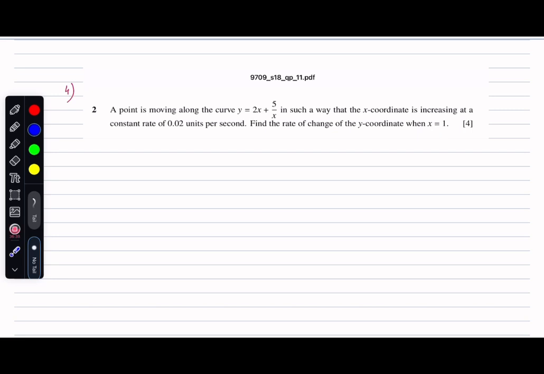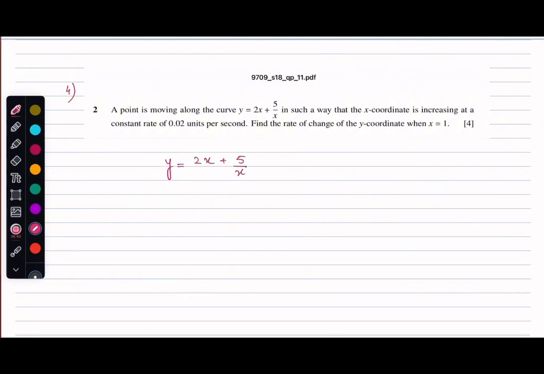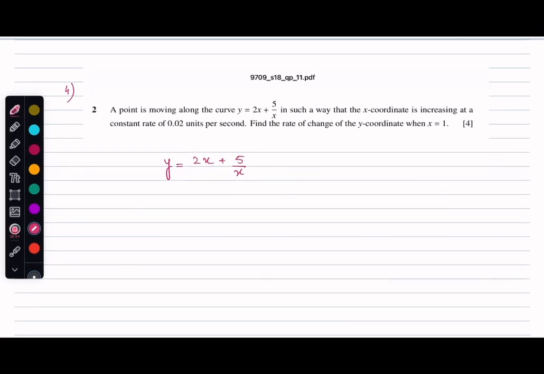So we have here y, which is in terms of x. So y is equal to 2x plus 5 by x. And the point is moving on this curve in such a way that the x coordinate, so let's underline the keywords here, the x coordinate is increasing at a constant rate of 0.02 units per second. So it's the x coordinate which is increasing, so I can say it's dx by dt, which is increasing at a constant rate of 0.02 units per second.